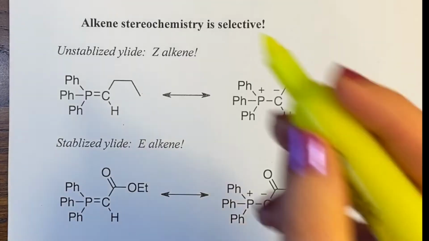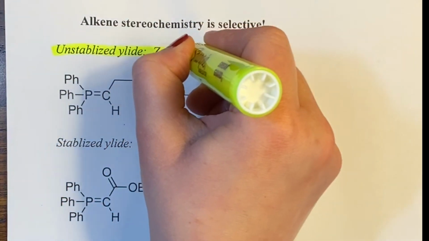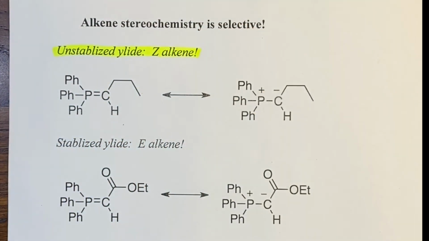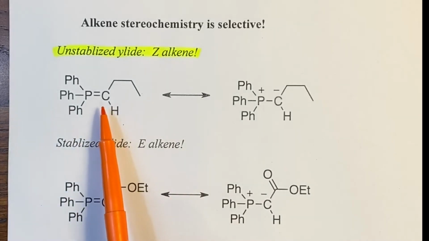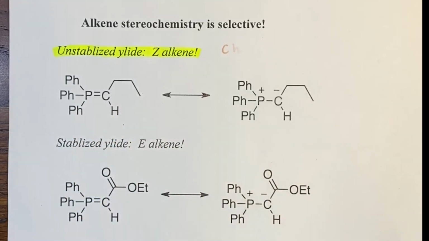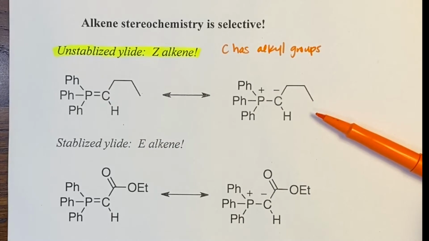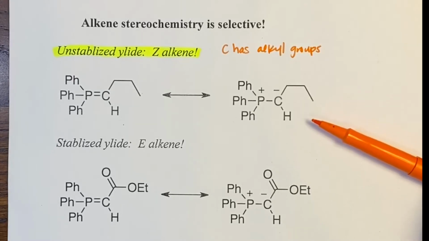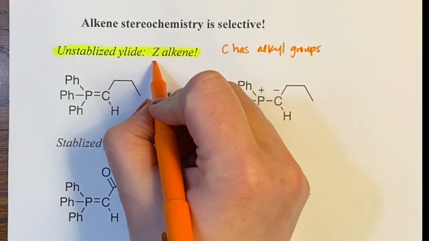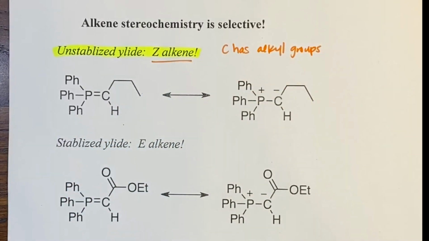So in this first example, this is going to be an unstabilized ylide, and this unstabilized ylide is going to occur when my carbon in the phosphonium ylide just has alkyl groups, like what you see here. So that in the resonance stabilization of this ylide, this negative charge at the carbon doesn't have any additional stabilization. And so the products that this type of ylide is going to make is going to be specifically where I get a Z alkene out of the reaction.